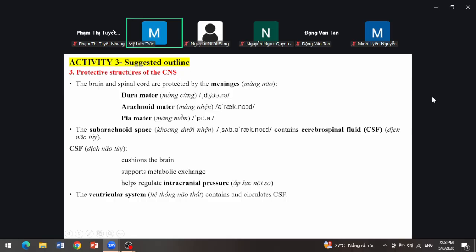Protective structures of the CNS. The brain and spinal cord are protected by the meninges, including the dura mater, arachnoid mater, and pia mater.